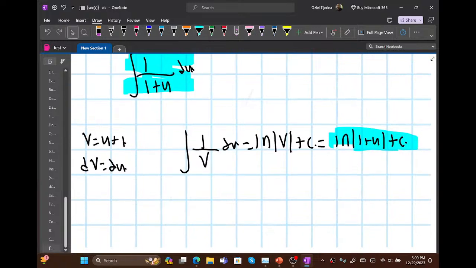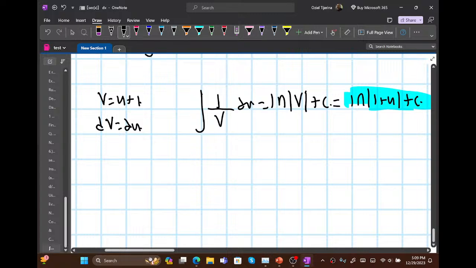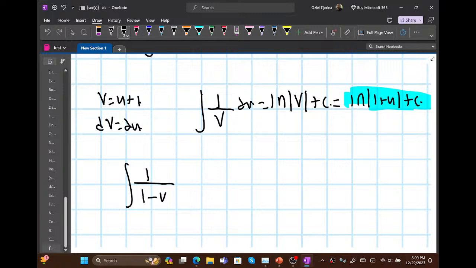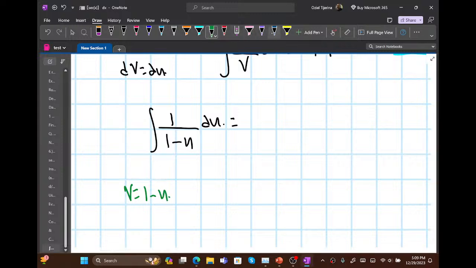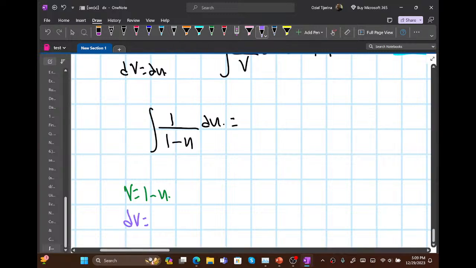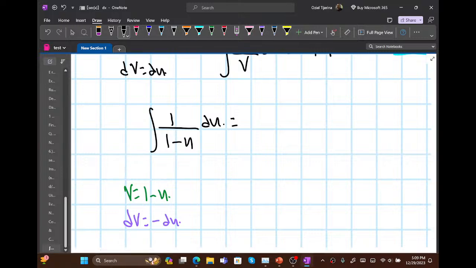Now let's do the one with the 1 minus u. So it's going to be the integral of 1/(1 minus u) du. Again, I'm going to make v equal to 1 minus u, and then dv, in this case, is negative du. Now, we're almost done with this, guys. I know it's a lot. It is really difficult.